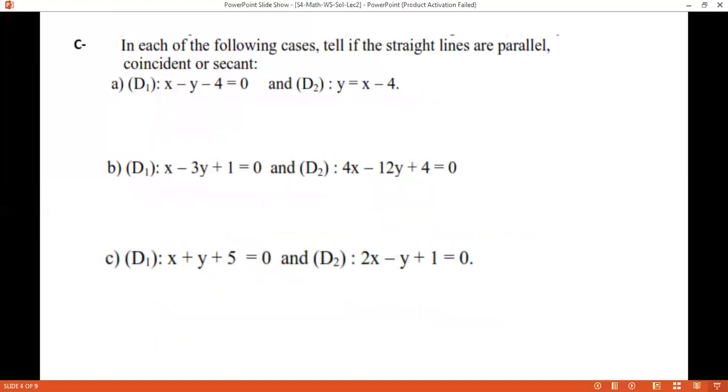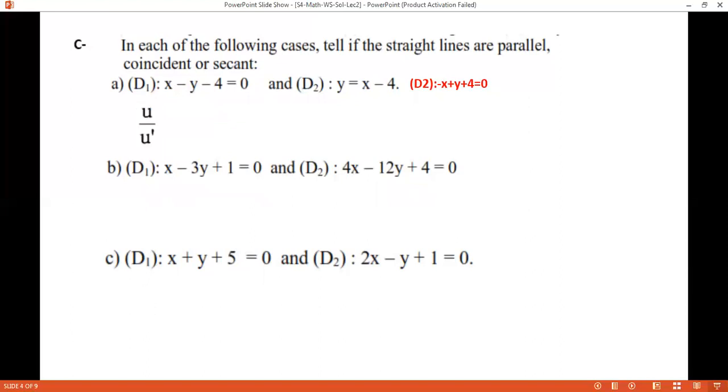Now in part C, I need to check whether the straight lines are parallel, confounded, or secant. So I have D1 and D2. First of all, I need to change D2 into Cartesian form, not reduced form, and then you start checking the values.